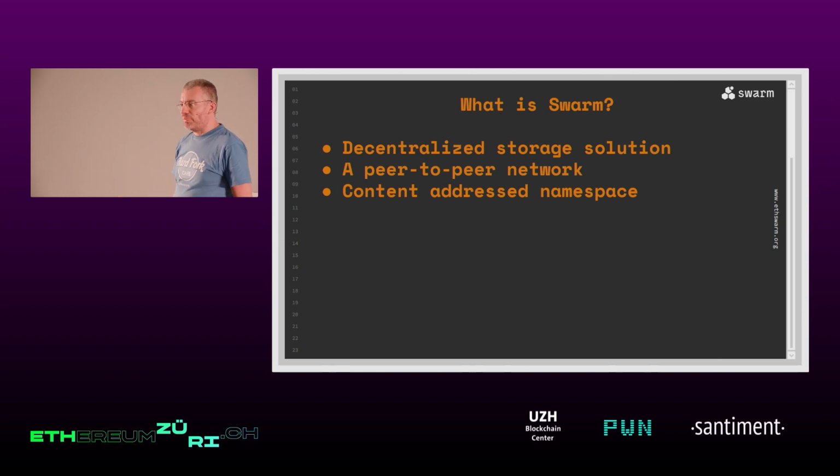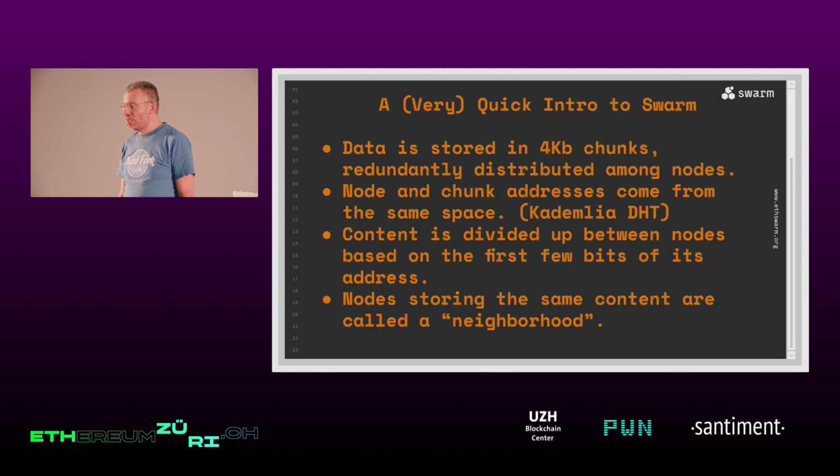So what is Swarm? There are three things that are called Swarm, which is a decentralized storage solution, which kind of encompasses everything. It's a network, a peer-to-peer network, and it's also a content address namespace. In that way, it's similar to IPFS, but it's dissimilar in that it also is a storage network. So it actually stores data, not only indexes where everything is stored.